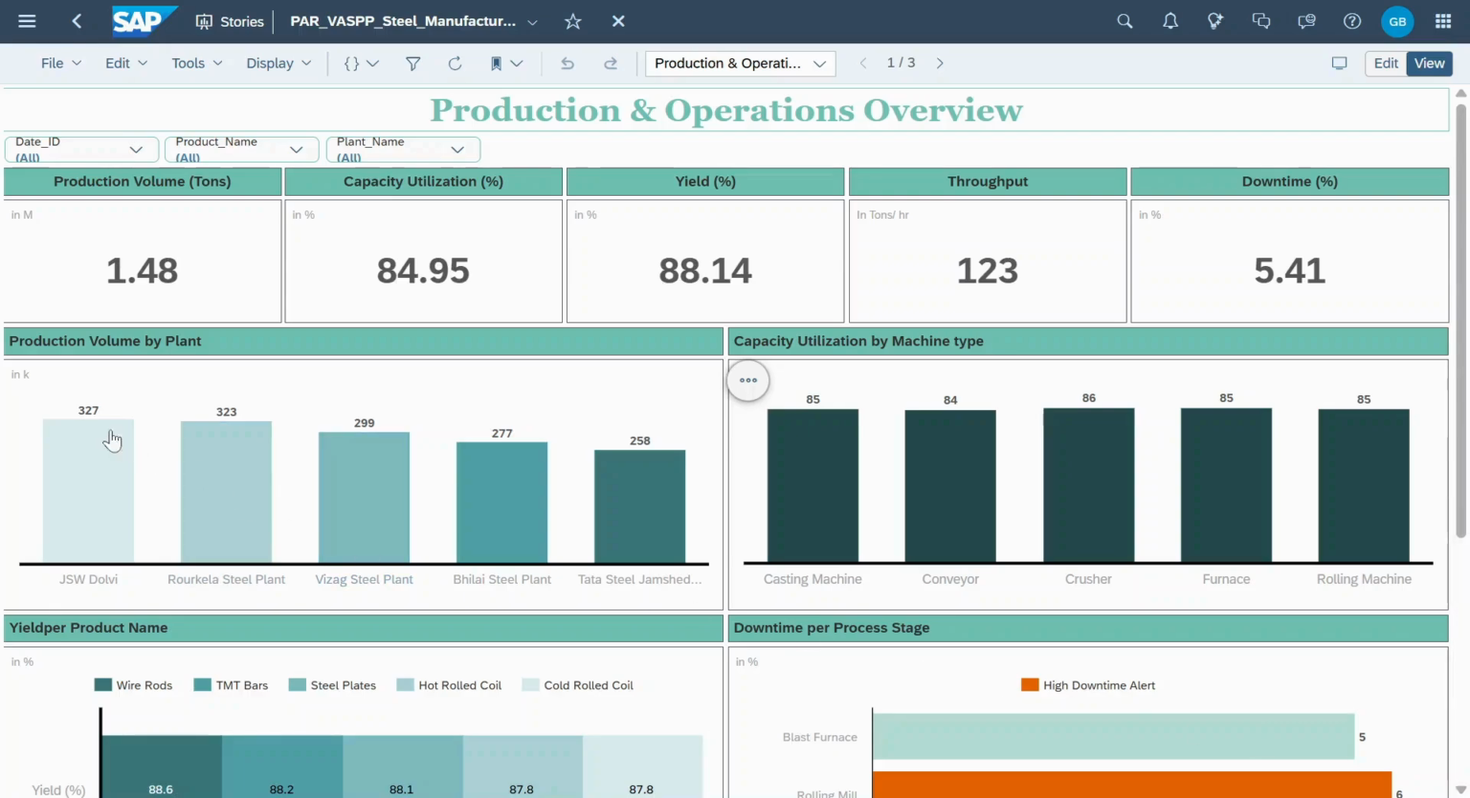Now, let's explore the visualizations that bring the production data to life. The production volume by plant chart highlights how output is distributed across plants such as JSW Dolvi, Rourkela Steel Plant, Vizag Steel Plant, Bhilai Steel Plant, and Tata Steel Jamshedpur. This helps organizations identify which plants are driving overall production. Next, the capacity utilization by machine type chart compares utilization across casting machines, conveyors, crushers, furnaces, and rolling machines, helping teams spot underused or overloaded equipment.